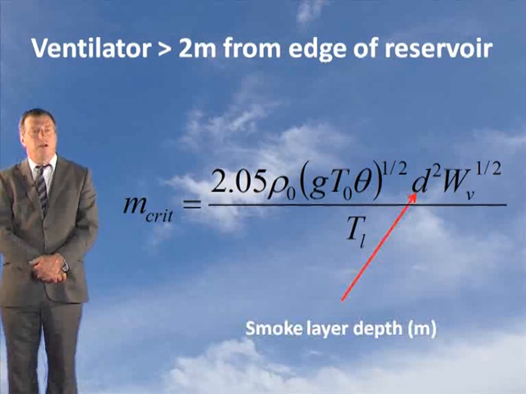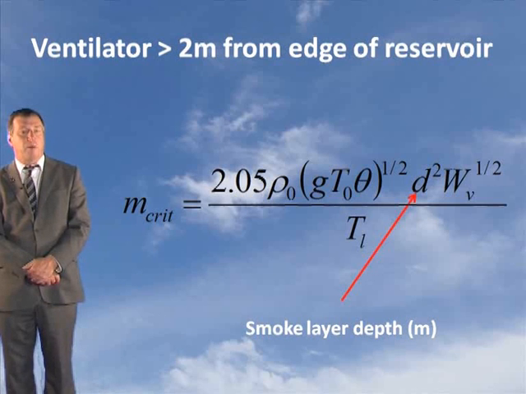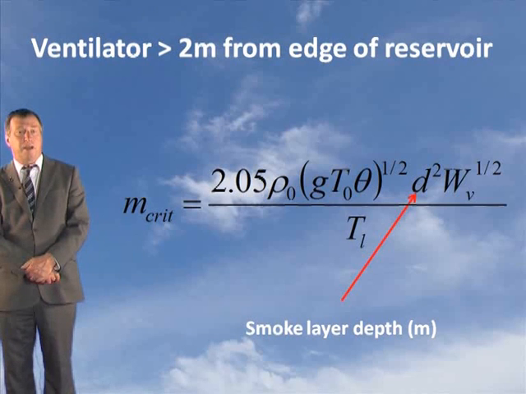The first model, used where the ventilators are more than 2 meters from the edge of the reservoir, is shown here. As you can see, the depth of smoke, D, is raised to the power 2, and this reflects the fact that the maximum allowable exhaust rate, M crit, increases rapidly with increasing layer depth.